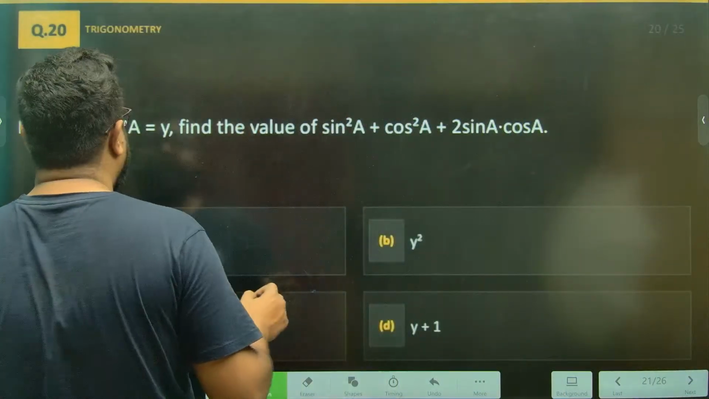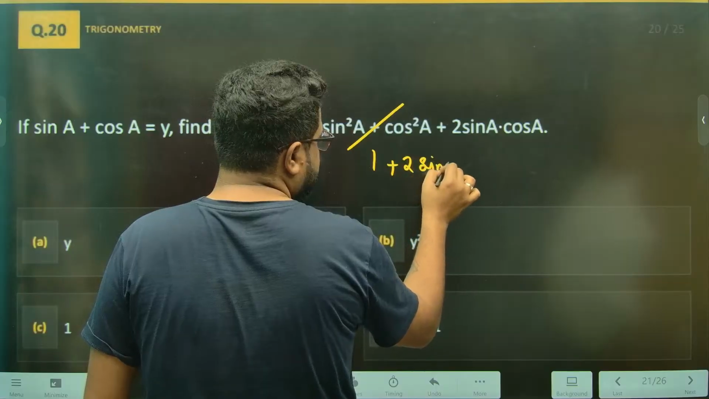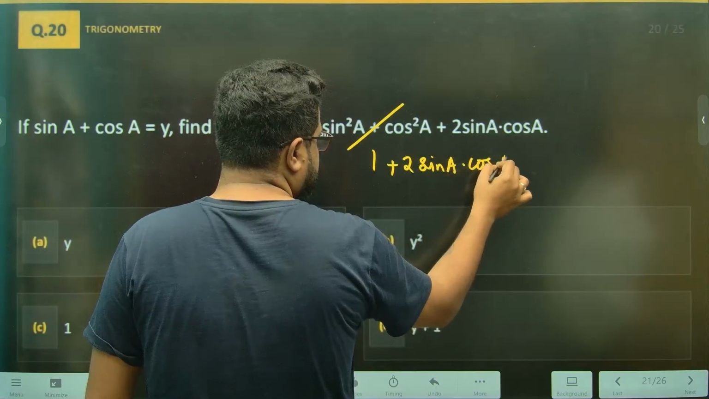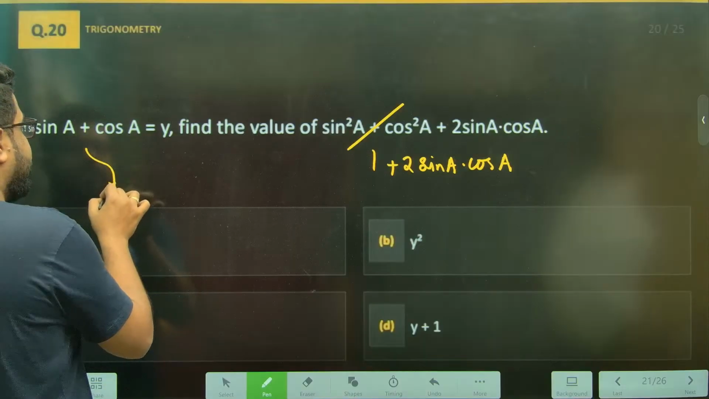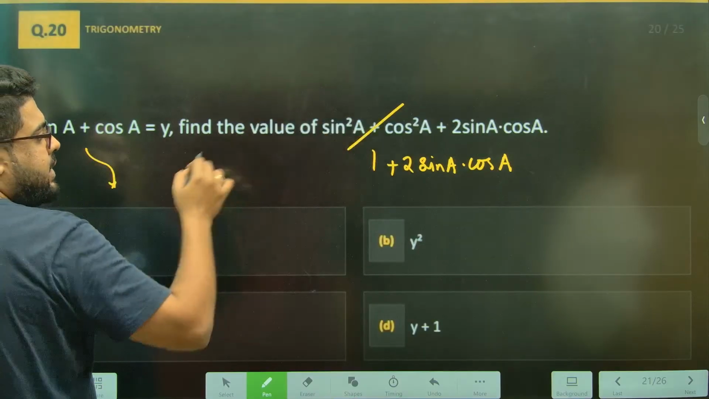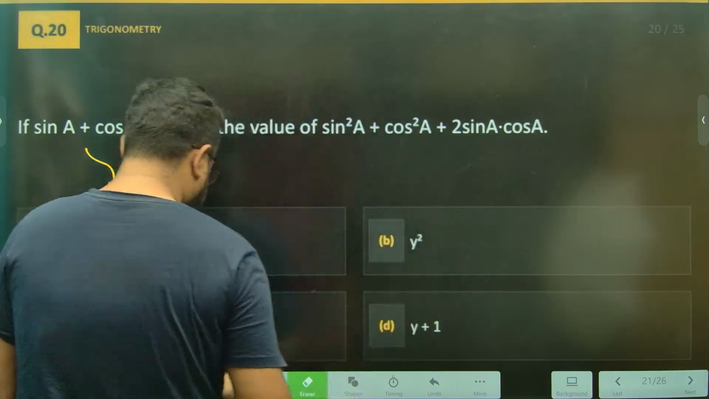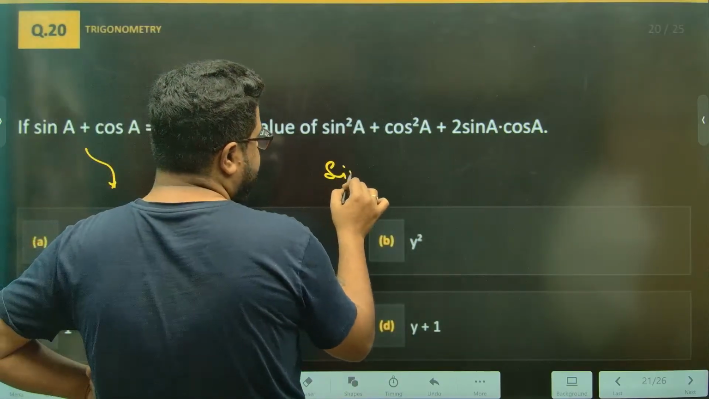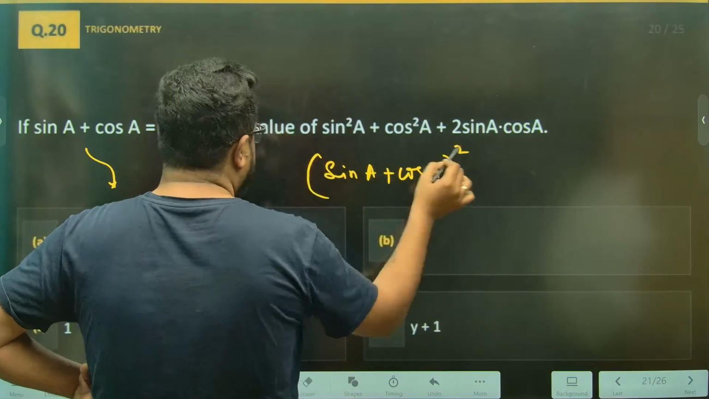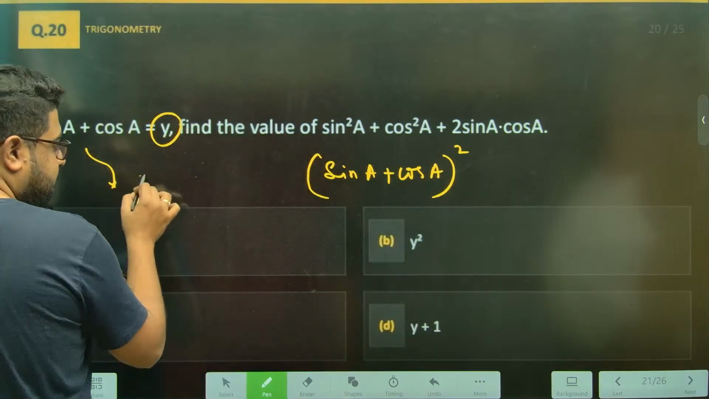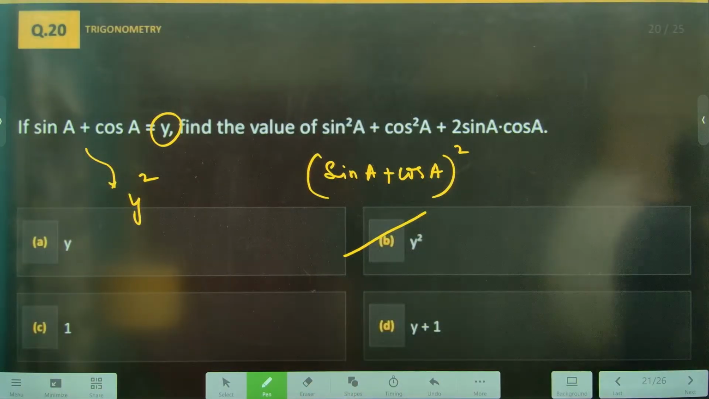Just sine square A plus cos square A is 1, sir. This is given as y. Let's square it, sir. If you square it, you will get that. Okay, 1 second. So sorry. Sir, please understand this is sine A plus cos A whole square. So if this is y, sir, this will be y square. Done. Option B is the answer, sir.